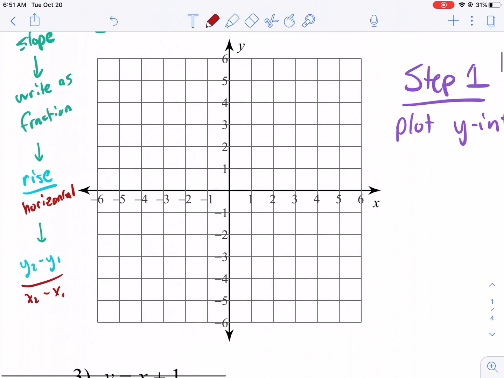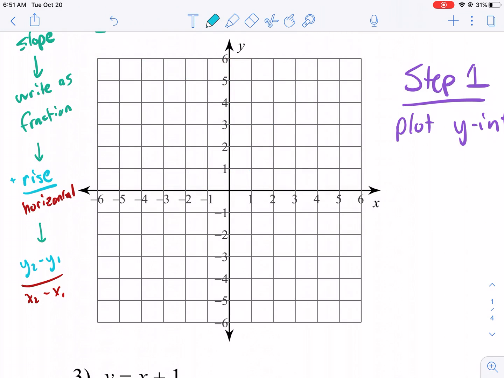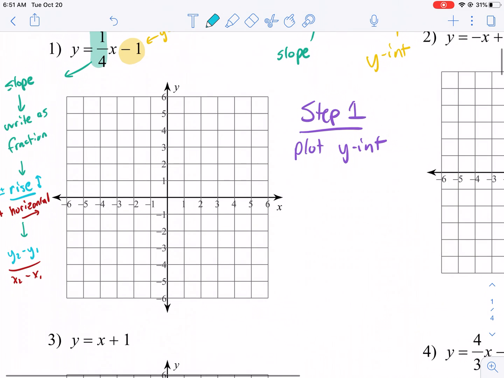Another note is I always make the rise positive or negative, but the horizontal, the run, I always make positive. I like moving from left to right, where on the top I go either up or down, because I read left to right. I don't know about you guys, but there are people that read right to left, but I read left to right.